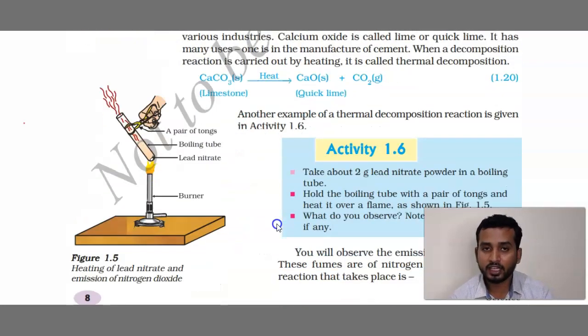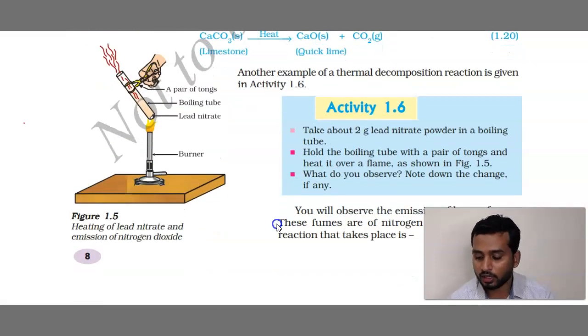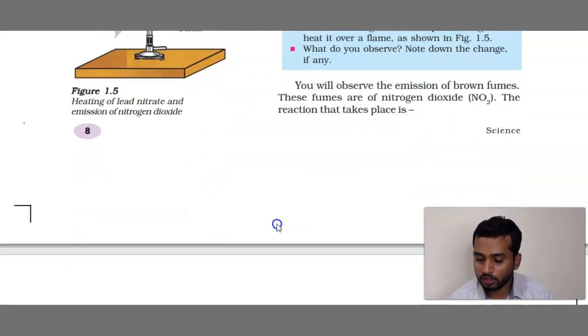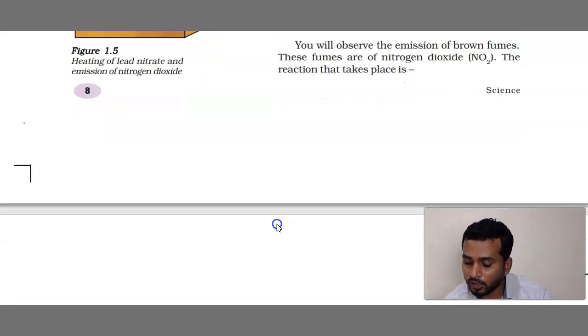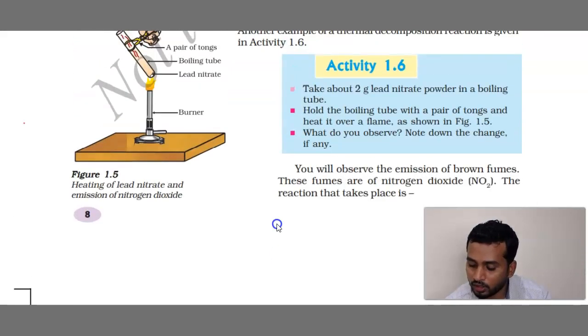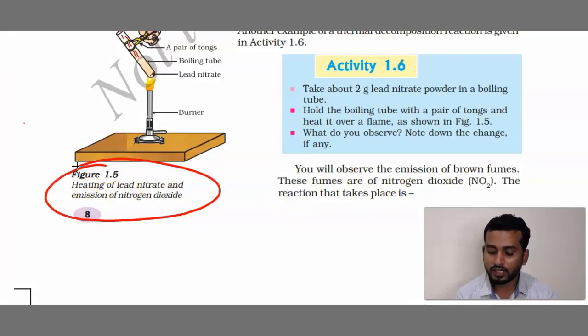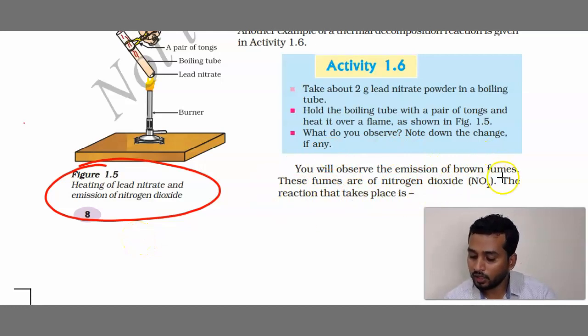If you pass light, that is called photochemical decomposition reaction. And here one more reaction is very important. What is that reaction? You can see here. Children, these are very important questions. Here we can see heating of lead nitrate and emission of nitrogen dioxide. It means when we heat lead nitrate, which type of fumes are produced? Brown color fumes are produced.